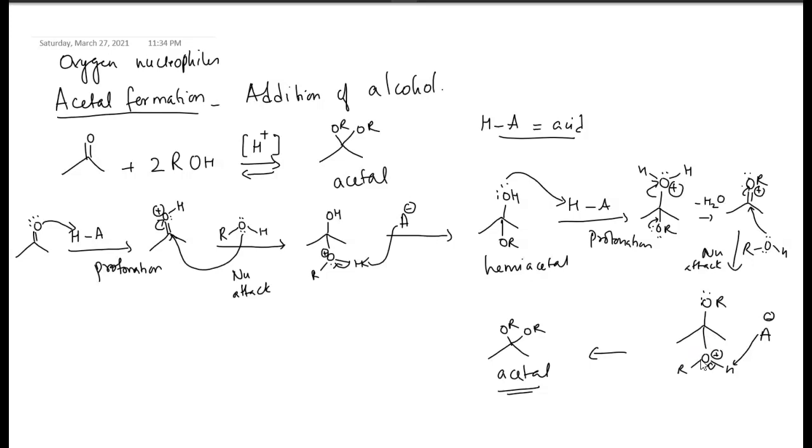Formation of this intermediate, base grabs the proton and forms the final product, which is your acetal. Okay. Now this reaction is useful when we use water, when we use the diols. We use these types of reactions in order to protect the aldehyde or the ketone group. Okay, so let me show you that example.